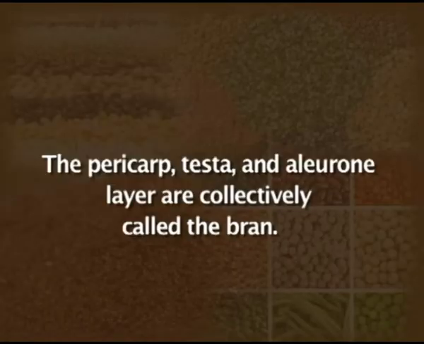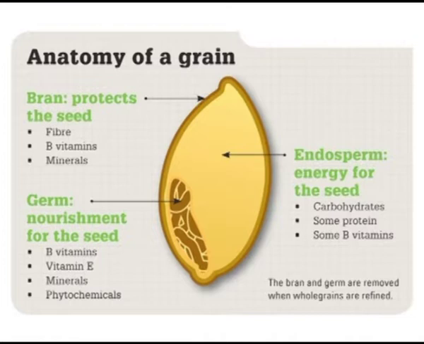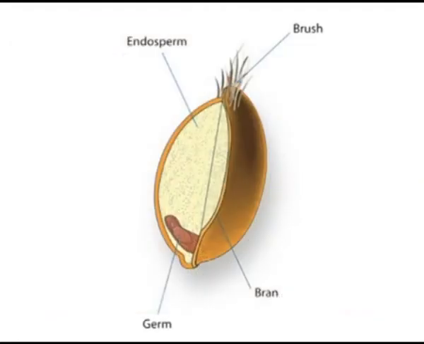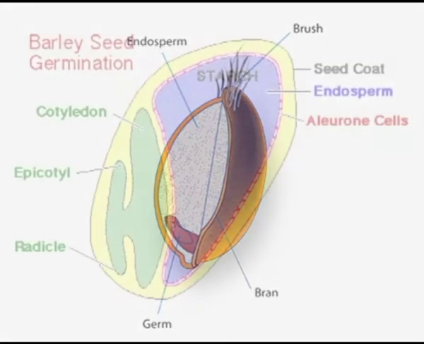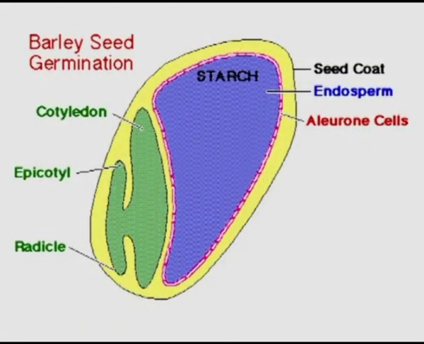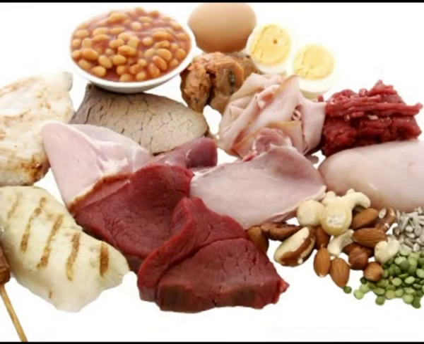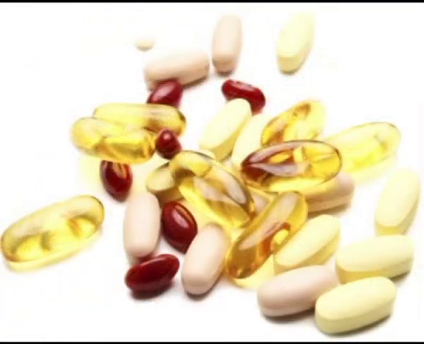The first layer is the pericarp, underneath that is the testa, and below that is the aleurone layer. These three layers put together are called the bran, and this bran is rich in fiber, B complex vitamins and lipids. Below that is the major component, the endosperm, which comprises mostly the starch of the cereal grain, some amount of proteins and also some B vitamins.